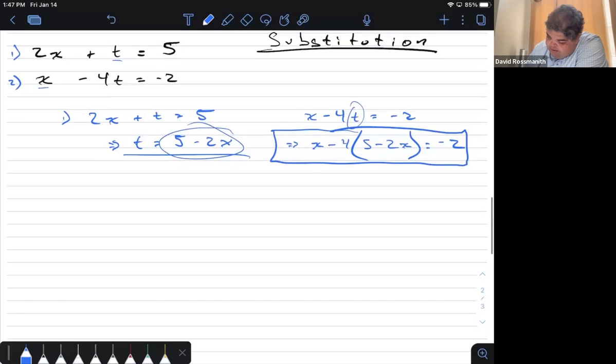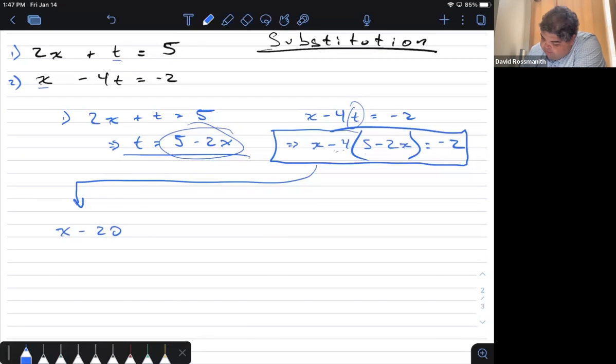So let's do it. I'll bring it over here just to give me some room. And obviously it looks messy. So I'm going to try to simplify it down. I'm going to multiply the 4 through and get rid of the parentheses. So what do we have? We have x, and then we have -4 times 5 is -20.